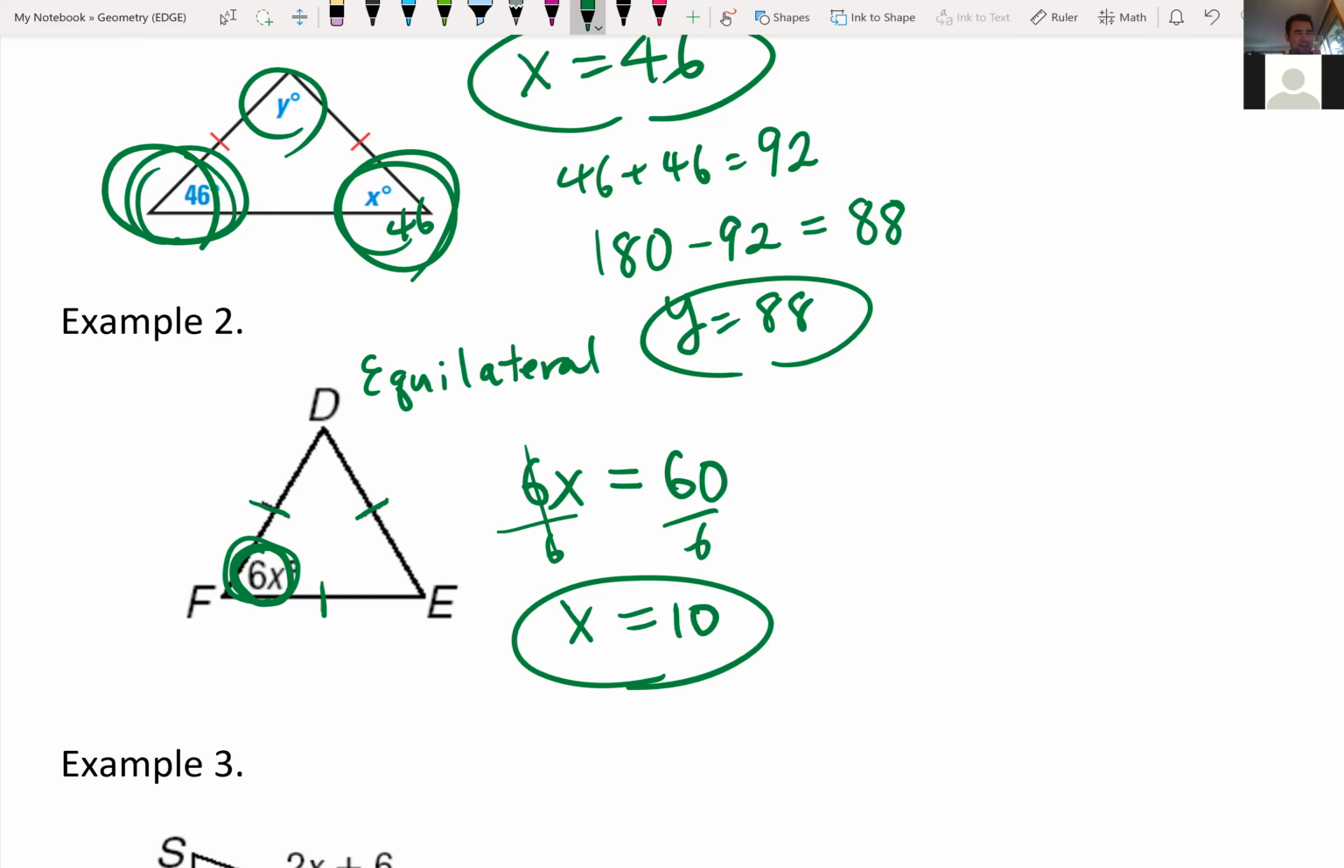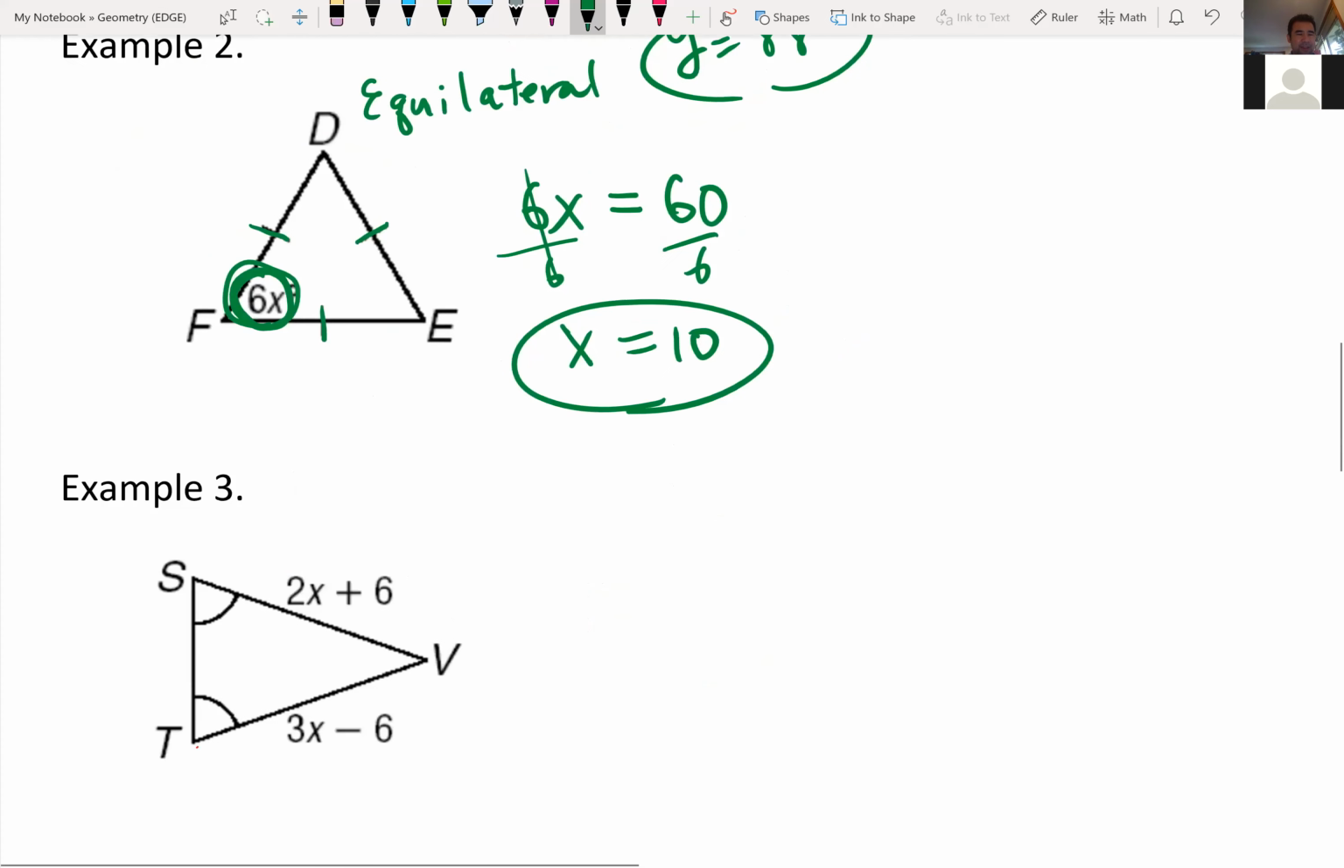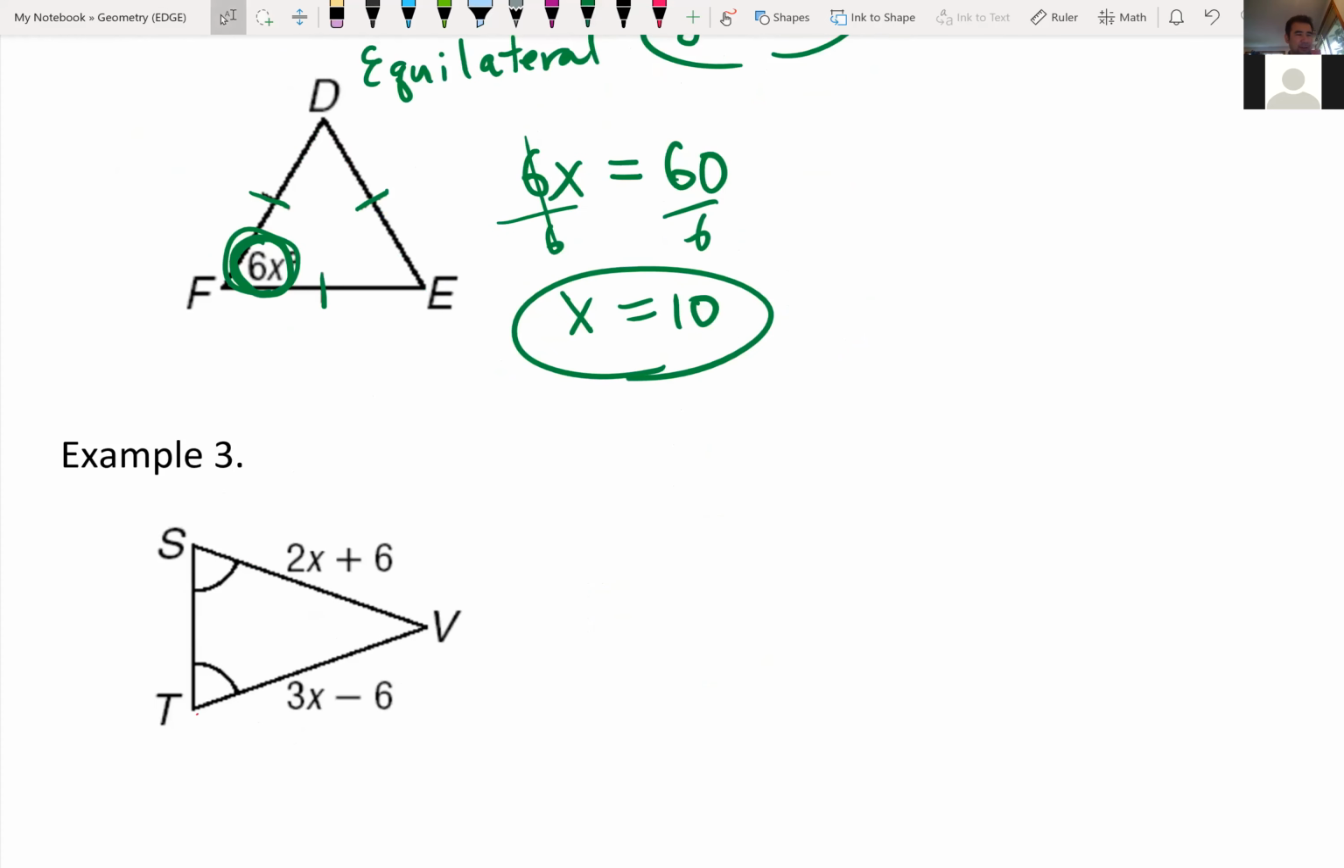How are you doing so far? Is it making sense to you guys? Okay. Number 3. This is the last example, and then we'll do the assignment together, okay? Now, every question that you do, you have to know whether it's going to be isosceles triangle or equilateral triangle. Which one is it? This one.